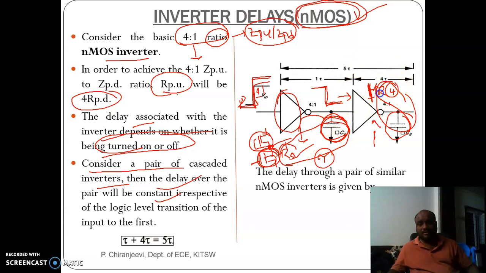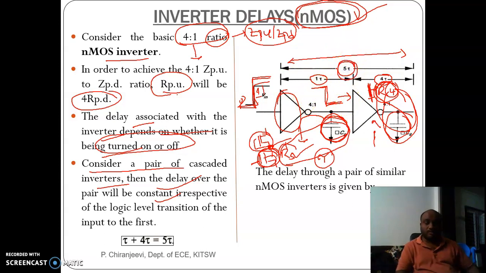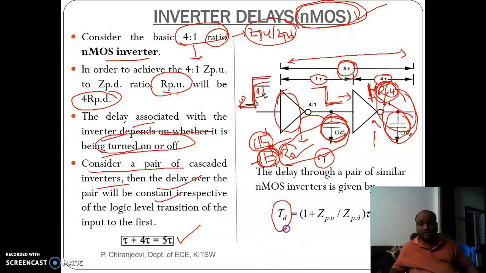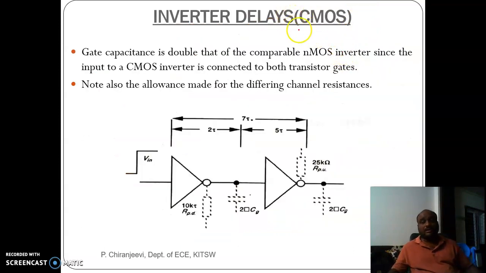So in this case, 4 times R into C will be the delay unit, that is represented as 4 tau. Here that is represented as tau. So in total, the inverter delay here, driven through one NMOS inverter to another NMOS inverter, is 5 tau. So that is written here, tau plus 4 tau is equal to 5 tau. So in general, we write inverter delay as 1 plus ZPU by ZPD into tau in this type of circuits. Hope this is clear.